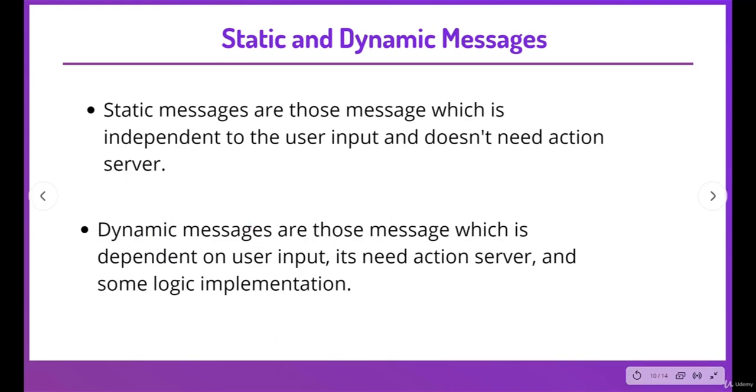Let's say you are building a bot for a restaurant and users say, what were the items present in today's menu, then your bot is making a query to the database and fetching all the items present in today's menu and showing back to the user. So this message needs an action server to make a query in the database. That's why this whole message is classified as a dynamic message.